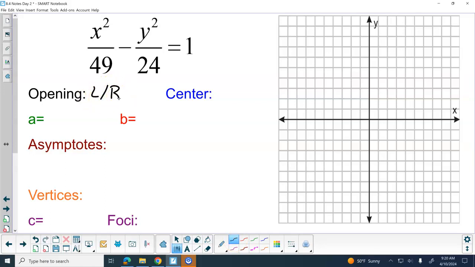So that is a left-right opening hyperbola. Love it. We need to come up with the center. Where is the center for this one? Origin. Yep. Nothing being added or subtracted in the x's or in the y's. So we're good with the origin there. So we should put a C at the origin right there.